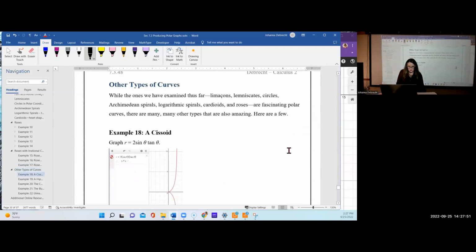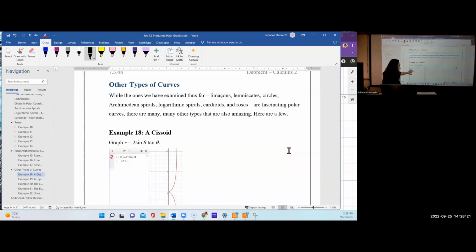There are other types of curves as well. I'm going to show you just a few just for fun. These are not ones that I expect you to be as familiar with as the limacons, the lemniscates, the circles, the roses, and the cardioids. We won't work very often with spirals, although we may work with spirals when we're trying to find arc length. We don't tend to find area because they're not closed shapes, right? So it's a little bit harder to find the area.